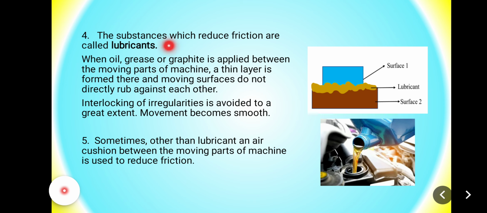The substances which reduce friction are called lubricants. When oil, grease, or graphite is applied between the moving parts of machines, a thin layer is formed, and these moving surfaces do not directly rub against each other. Interlocking of irregularities is avoided to a great extent and the movement becomes smooth. Sometimes, other than lubricant, an air cushion between the moving parts of a machine is used to reduce friction.